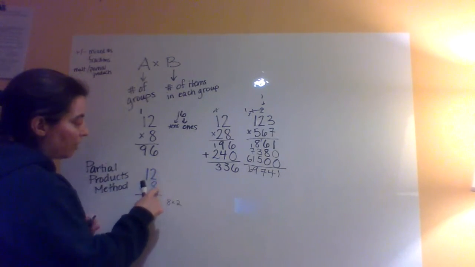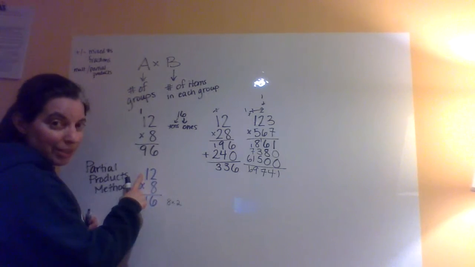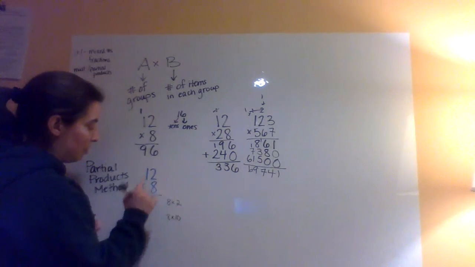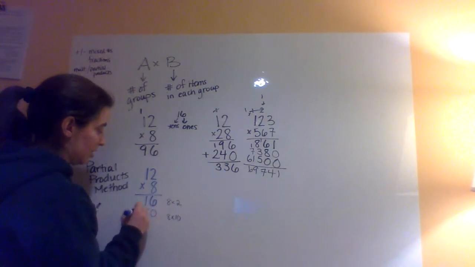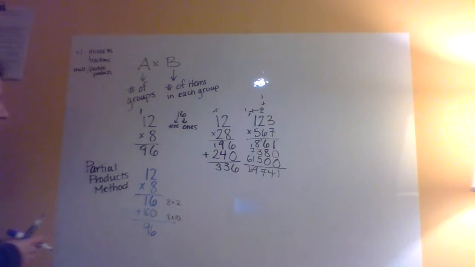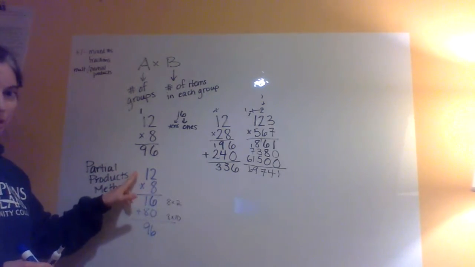What do I do next? I do 8 times this 1, except it's not really a 1. Think about what it is. It's a 10. So 8 times that 10 that's represented there is 80. Now I add these up. There's my 96. So what it does is it gives a much deeper understanding of the place value system and what I'm doing here.